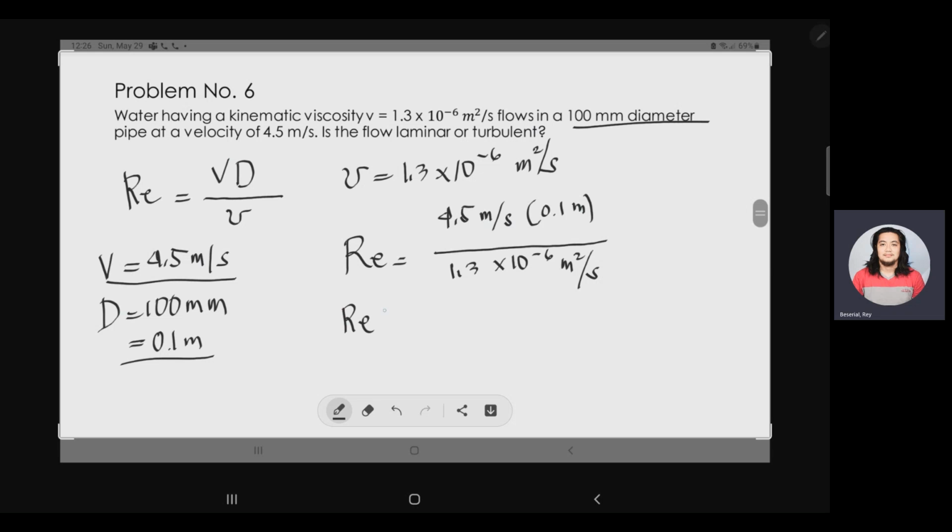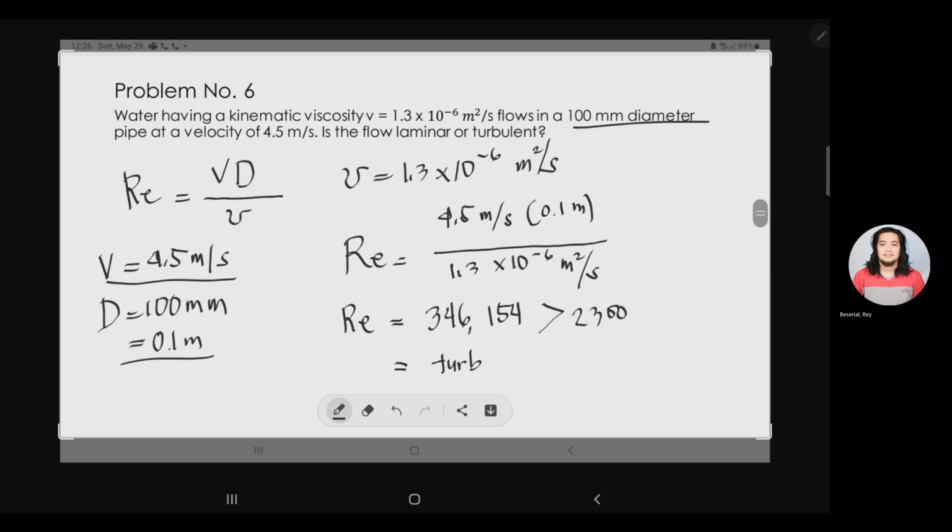So RE natin is equals to anong kanyang value? So we have a Reynolds number na 346,154. So greater siya doon sa ating borderline, parang range na 2,300. So pag lesser than 2,300 laminar. Pero since mas malaki itong value na to, this flow is turbulent. Okay, so turbulent flow.